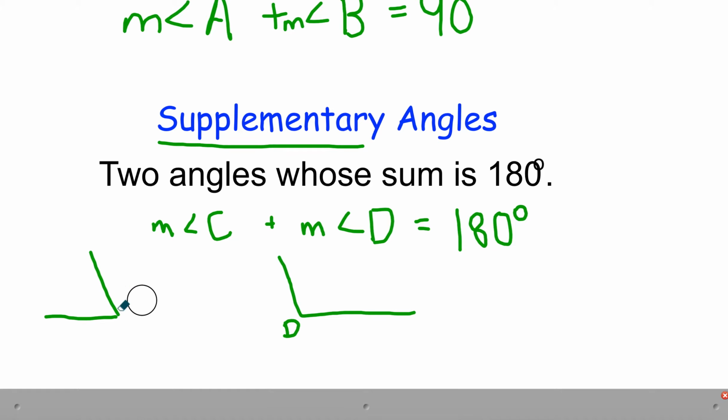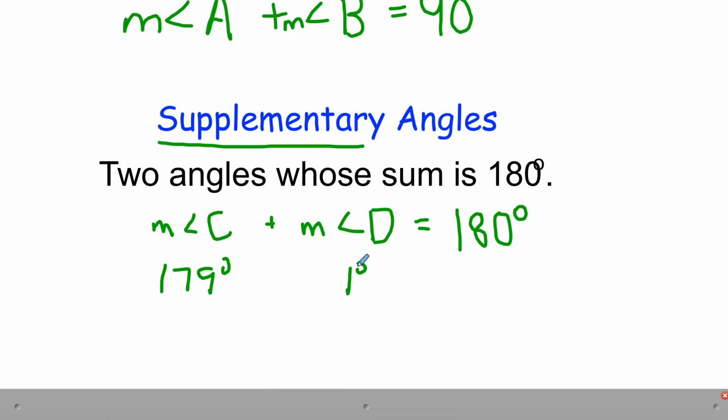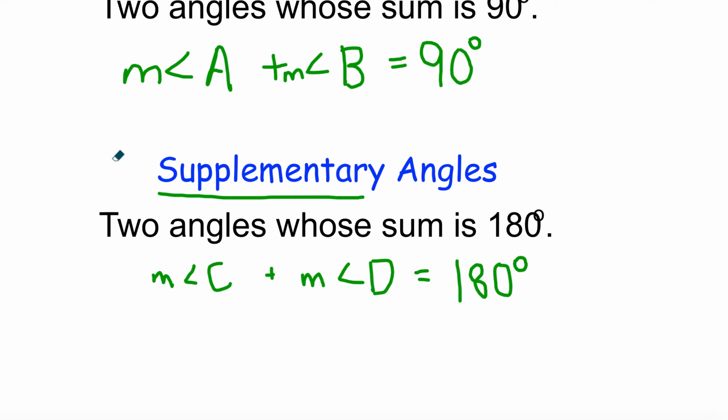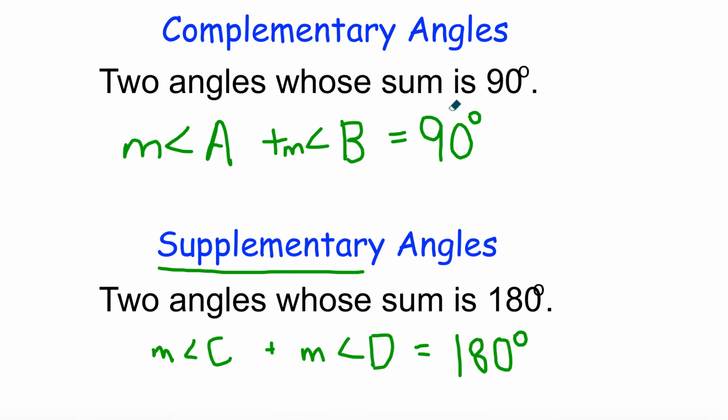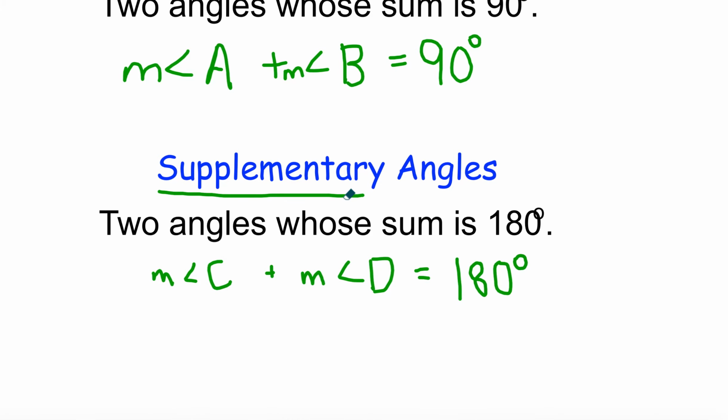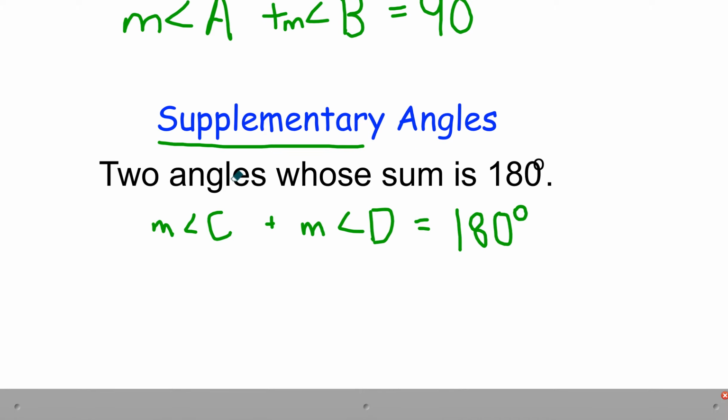Once again, I'm not going to go into exactly what angle C and D could be because I think I made that point up here. But C and D can be any values as long as when I add them together, they equal 180. Once again, I could have 179 and 1. Those two angles, because they add to 180, would be supplementary. Okay, so that's complementary angles, that's supplementary angles. This is the written definition of those two things. We're going to need these definitions moving forward. Okay, two more terms, and then we'll pause and move into the next video.